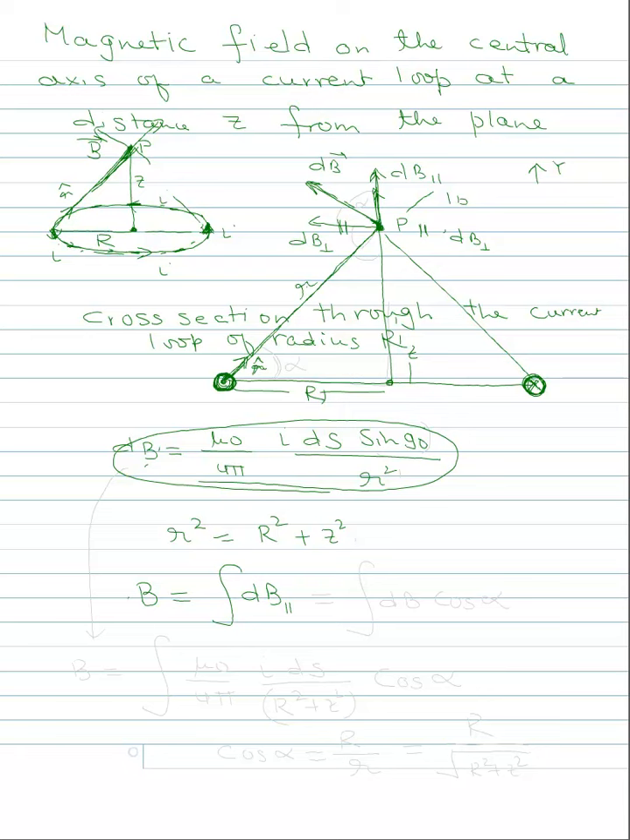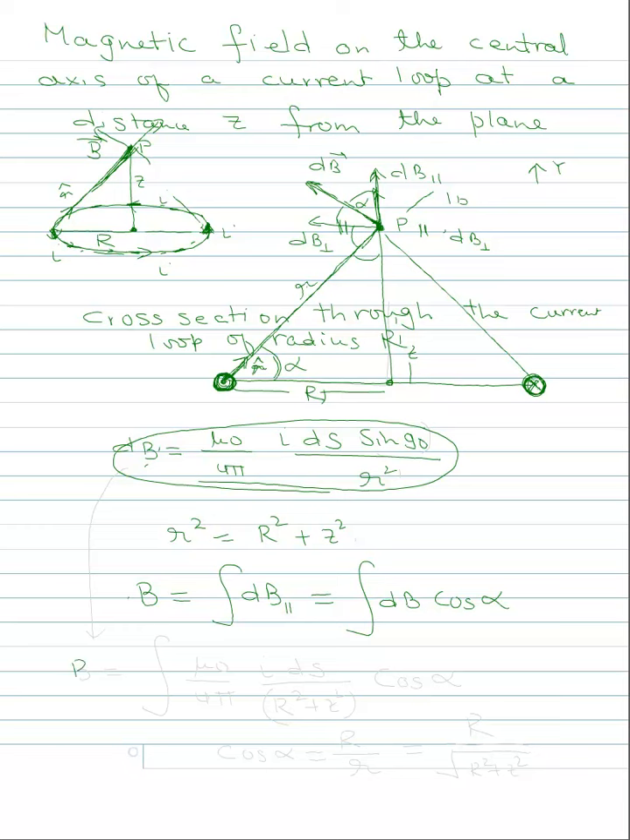Well, notice that if this angle is alpha, then I hope you can see that from this right angle triangle, this angle is 90 minus alpha. That means this angle is alpha. That means from this right angle triangle, this is 90 minus alpha, and that means from this right angle triangle, this angle is alpha. And if that angle is alpha, then dB parallel is nothing but dB cosine alpha.